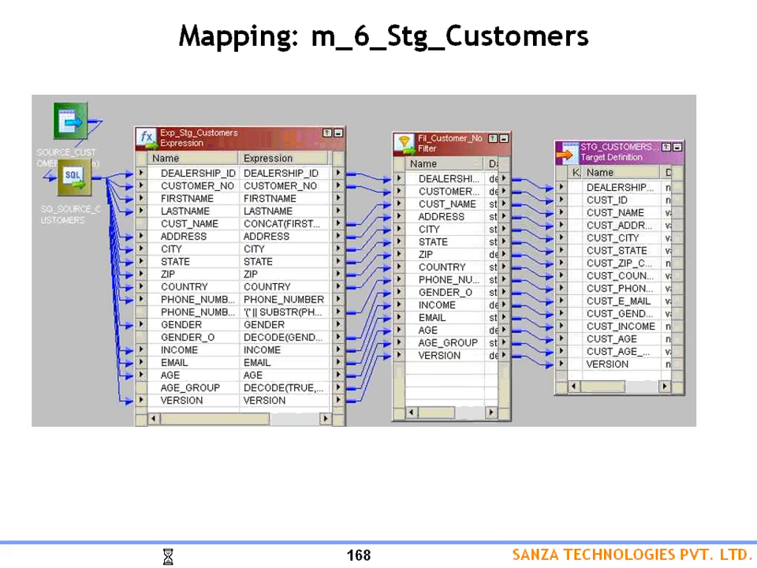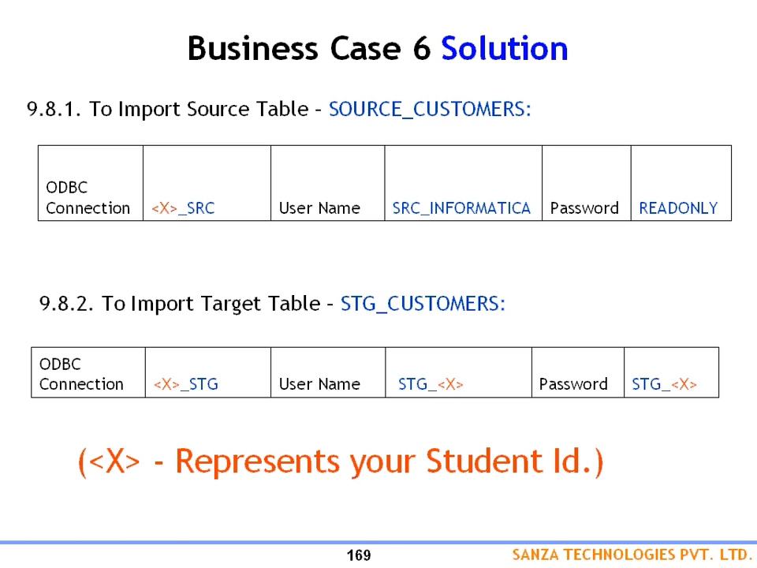Please go ahead and write this in your retail specification document, so that when you do the mapping, you will be able to see that sheet of papers and do this. Source customer, ODBC connection SRC_informatica read only, and ODBC connection HTG, username HTG_ID, your student ID, password.